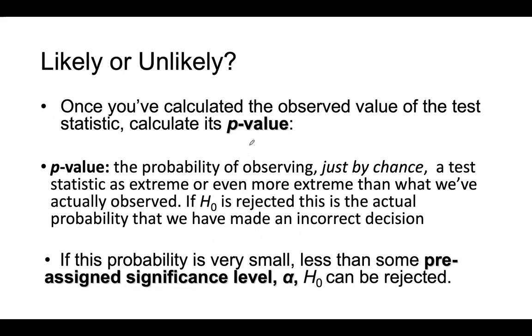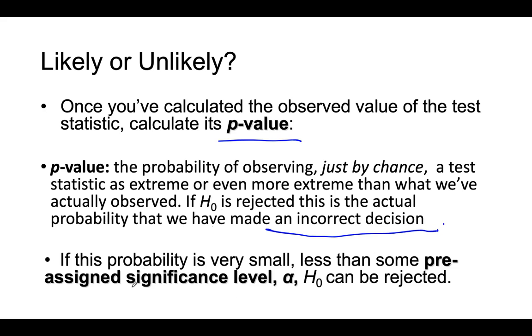Now, once you've calculated the observed value of the test statistic, we calculate its p-value. You don't have to calculate technically the p-value, you could just conclude things, which I'll show you. The p-value is the probability of observing, just by chance, a test statistic as extreme or even more extreme than what we've actually observed. If the null hypothesis is rejected, this is actually the probability that we have made an incorrect decision.